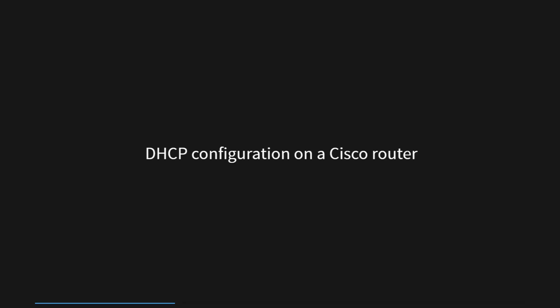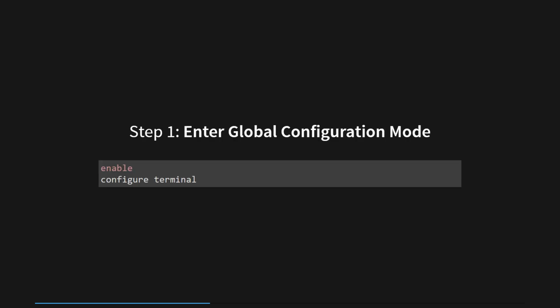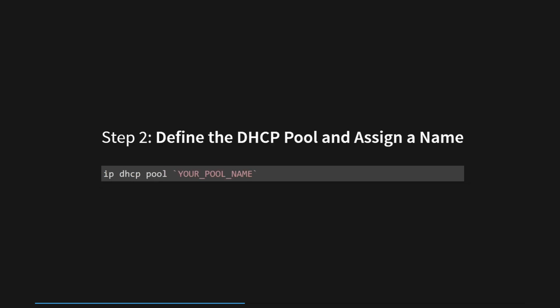In this section, we shall delve into each step of DHCP configuration. To begin DHCP configuration, we must first access global configuration mode on the Cisco router. Now, we shall create a DHCP pool and give it a unique and meaningful name. This pool will be the source of IP address assignments to the devices that seek it. Note that your_pool_name should be a name of your choosing, identifying the specific DHCP pool you are creating.